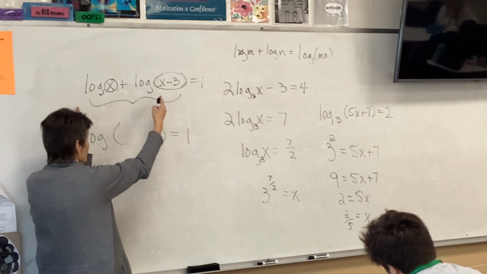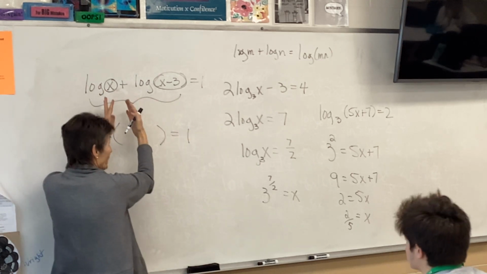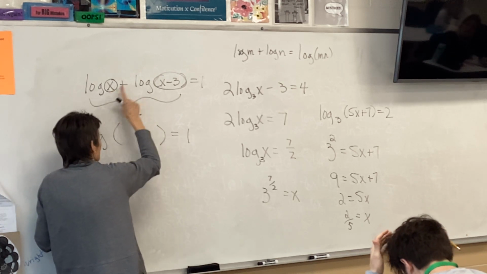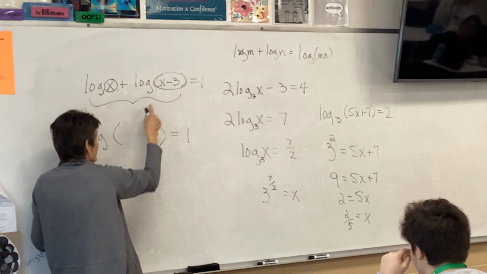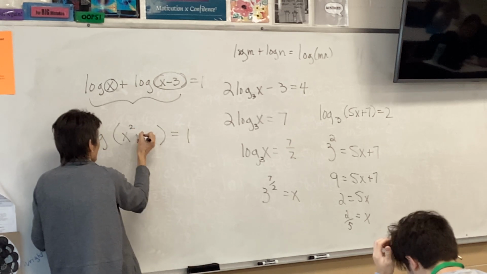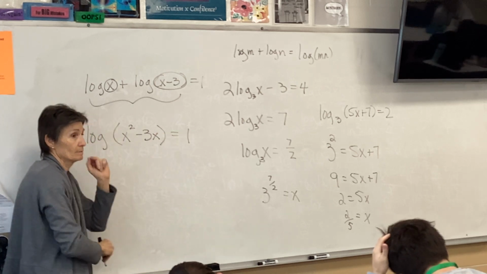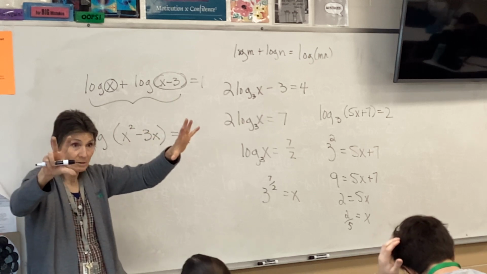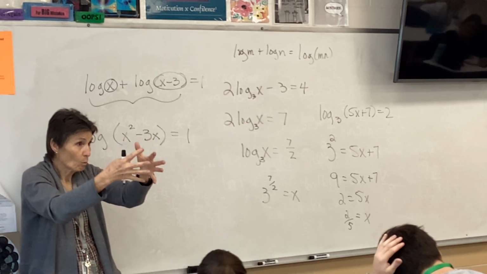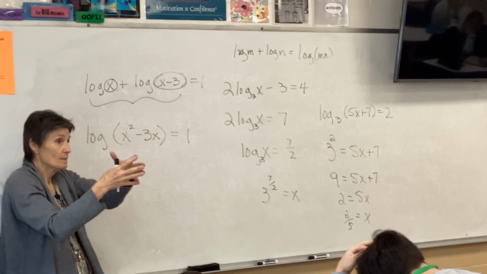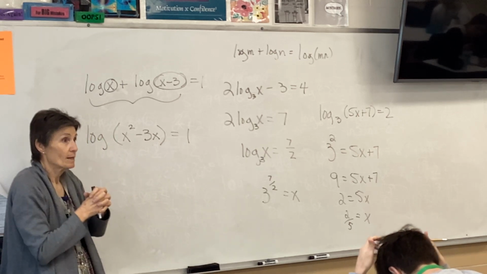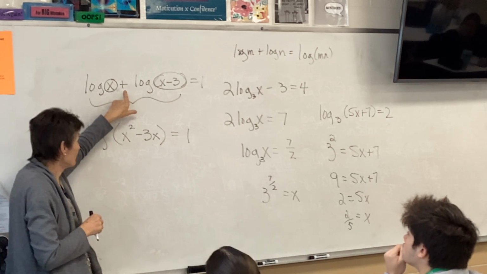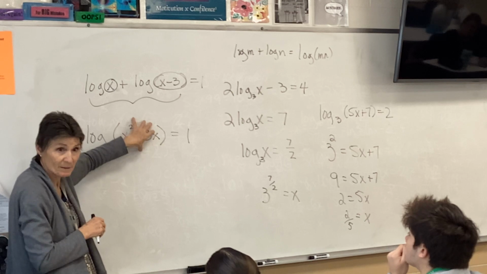I'm going to take the two logs and write them as one log by multiplying x times x minus 3. So this is going to be x squared minus 3x. I'm multiplying when I take a log plus a log and put them together into one. Now, what if that had been a minus? Then it would go together as a division.